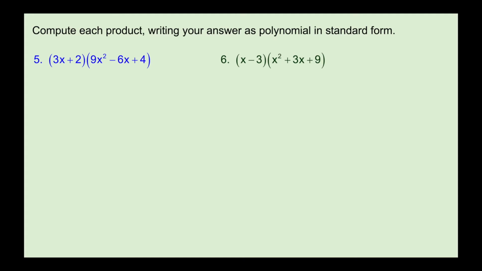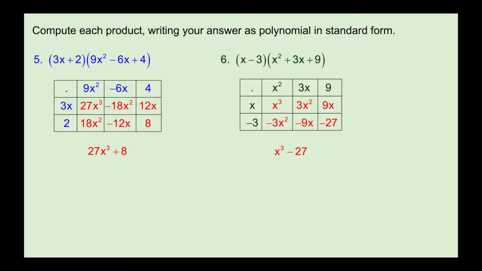And the answers for these are as follows. And you'll notice that these both ended up being binomials, and we're going to talk about that a little bit more in a minute. But once again, these completely canceled and these completely canceled, so we were left with 27x to the third plus 8. And then same thing with 6. These completely canceled, and we were left with x to the third minus 27.